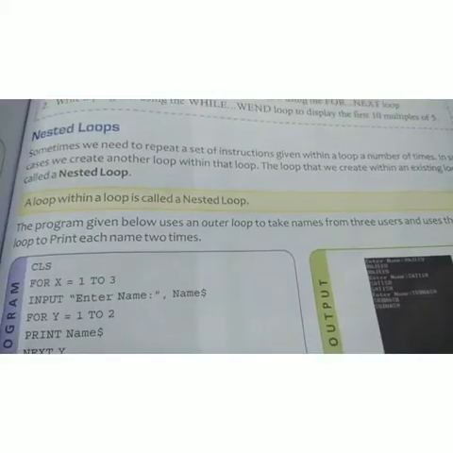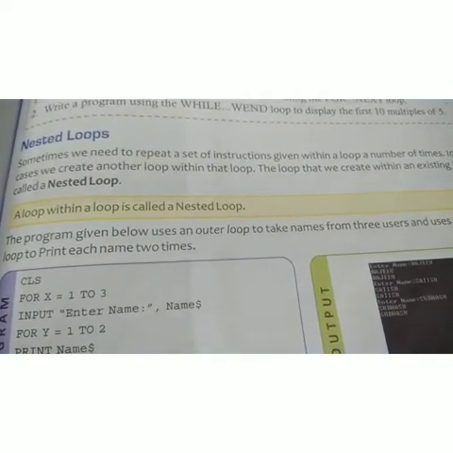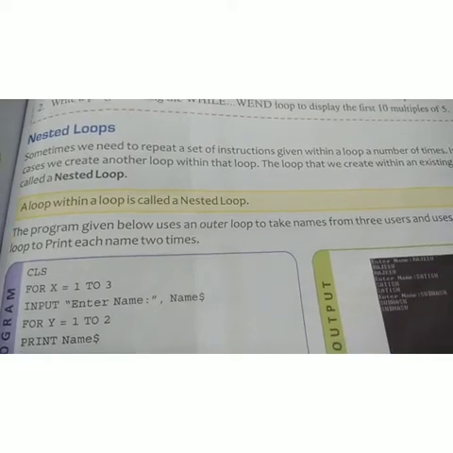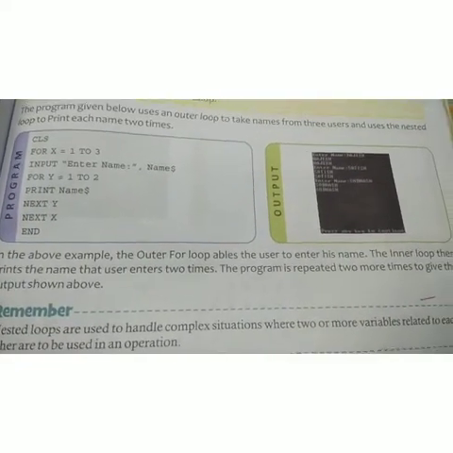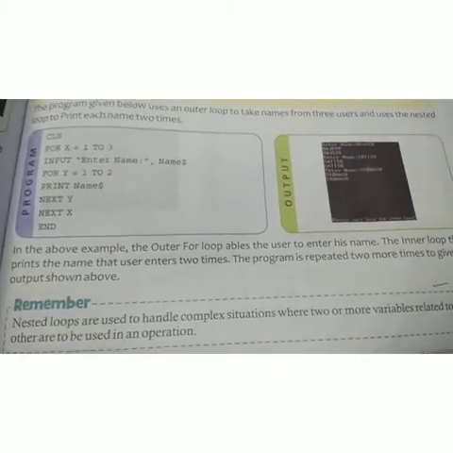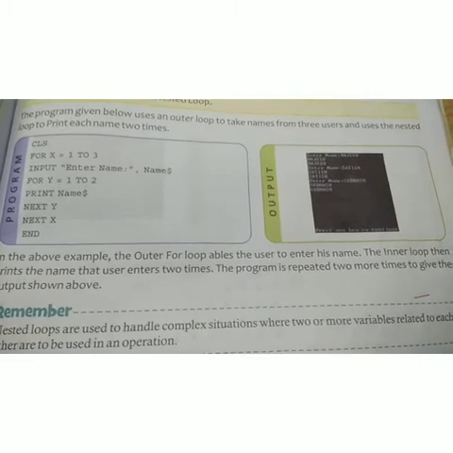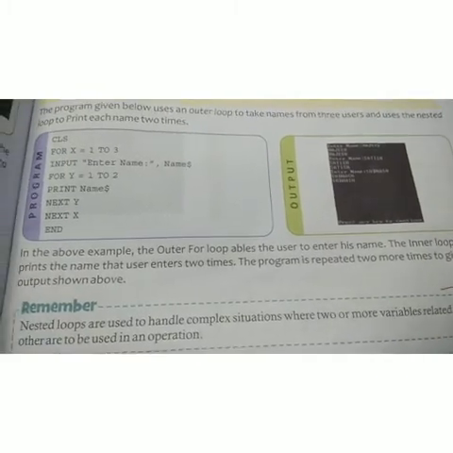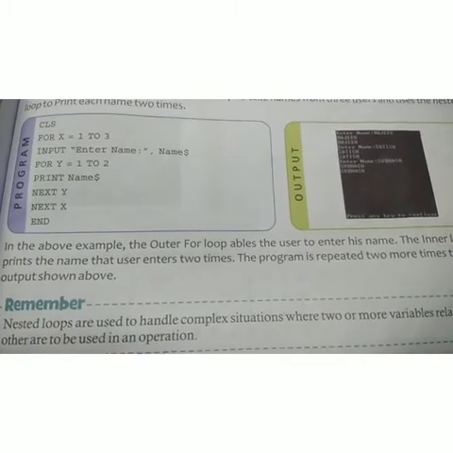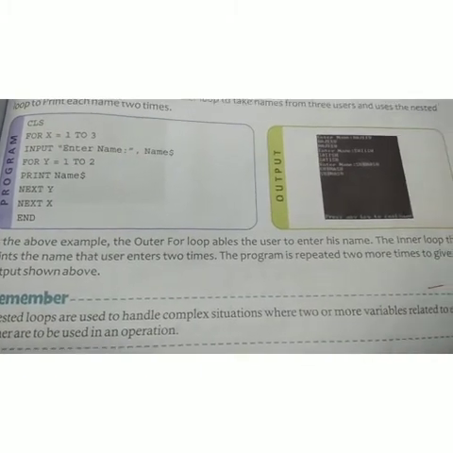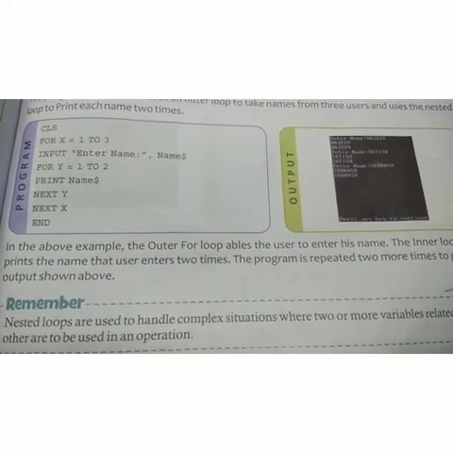So a nested loop is a set of instructions given within a loop a number of times. Now next, remember in the above example, the outer for loop enables the user to enter his name. Now the inner loop prints the name that the user entered 2 times. Now the program is repeated 2 or more times to give the output shown above. Remember, nested loops are used to handle complex situations where 2 or more variables related to each other are to be used in an operation.